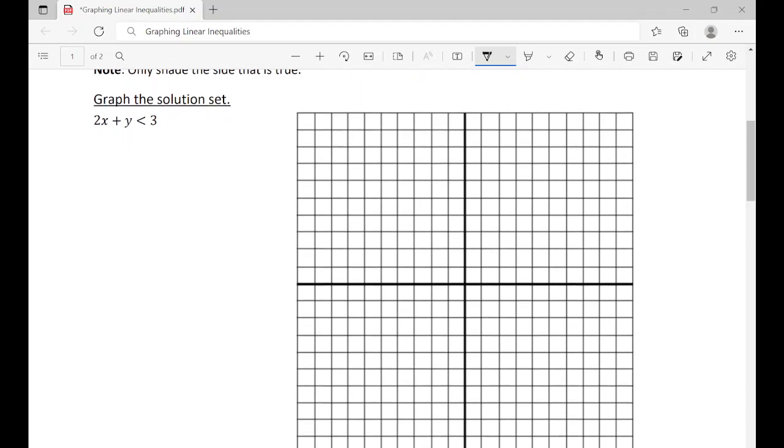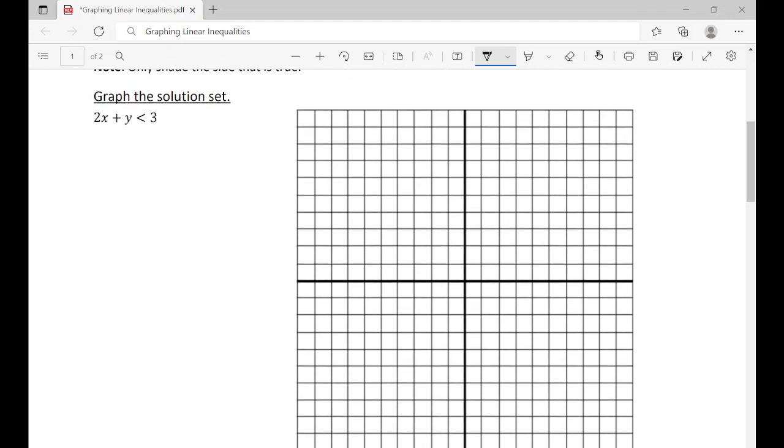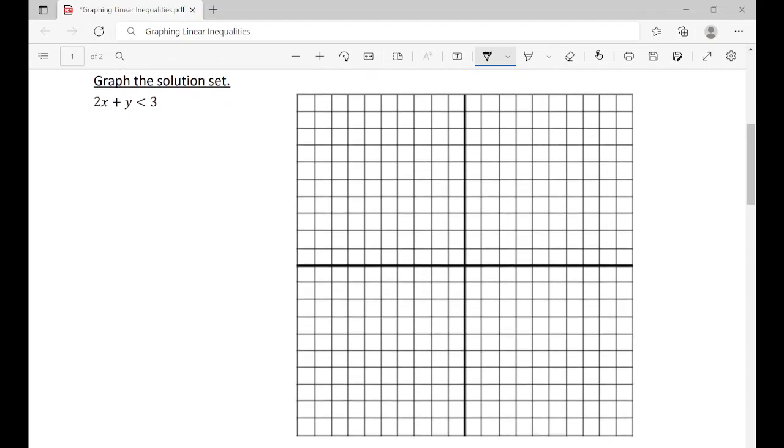So for the first one, we have 2x plus y is less than 3. So I'm going to turn this into an equality. So 2x plus y equals 3. And I like to use y equals mx plus b. So I'm going to solve for y here by subtracting the 2x over, so y equals negative 2x plus 3, which gives me my slope of negative 2 and my y-intercept of positive 3.